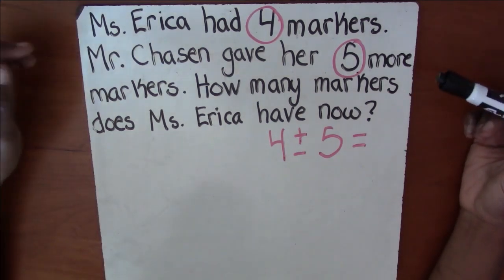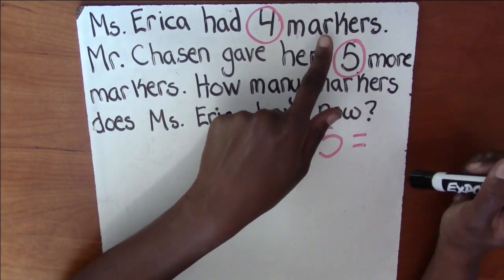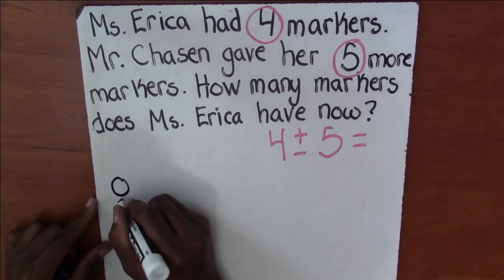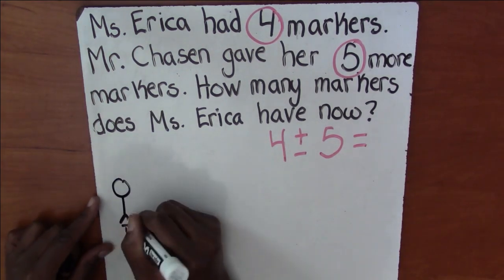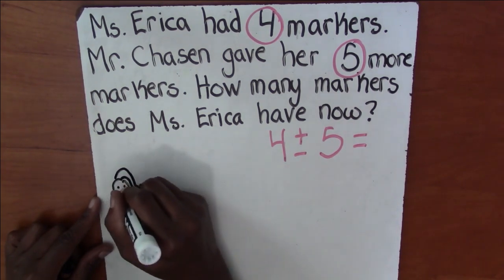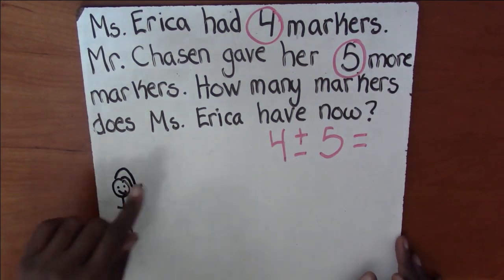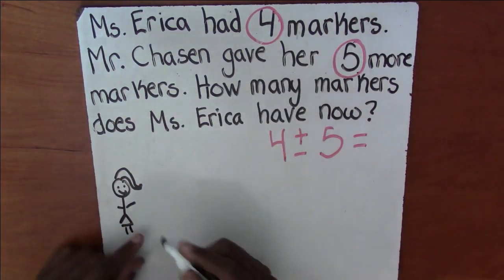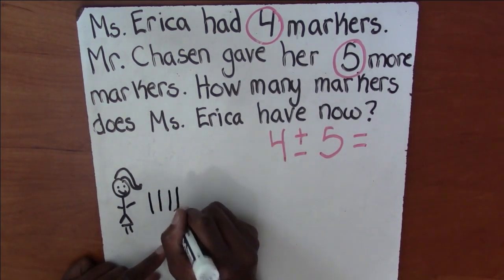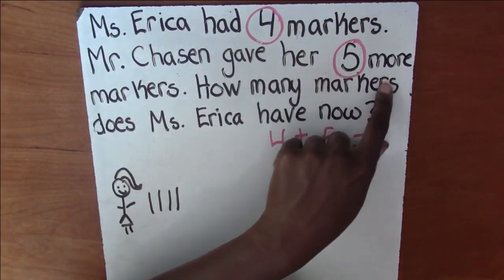Okay, so it says Miss Erica had 4 markers. So I know that this problem is about me. So I'm going to draw a picture of me. Remember, it doesn't need to be super good. All right, so Miss Erica had 4 markers. So I'm going to give myself 4 markers. 1, 2, 3, 4. Mr. Chasen gave her 5 more markers.